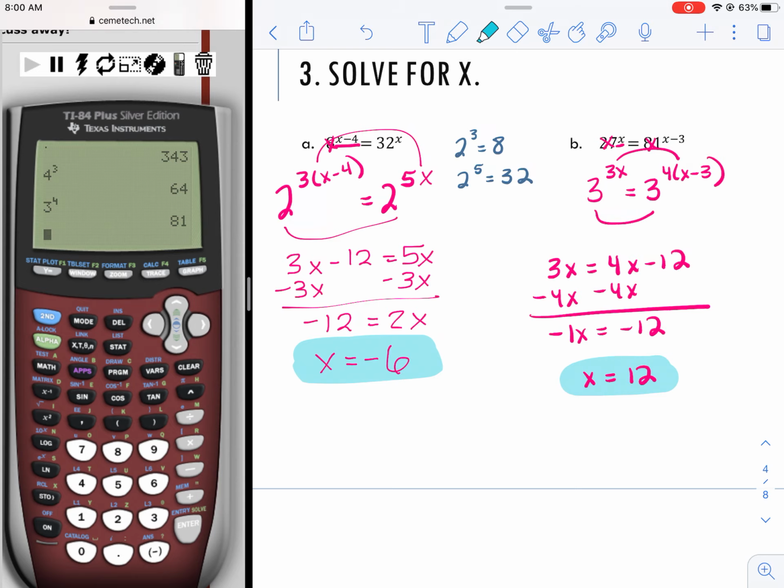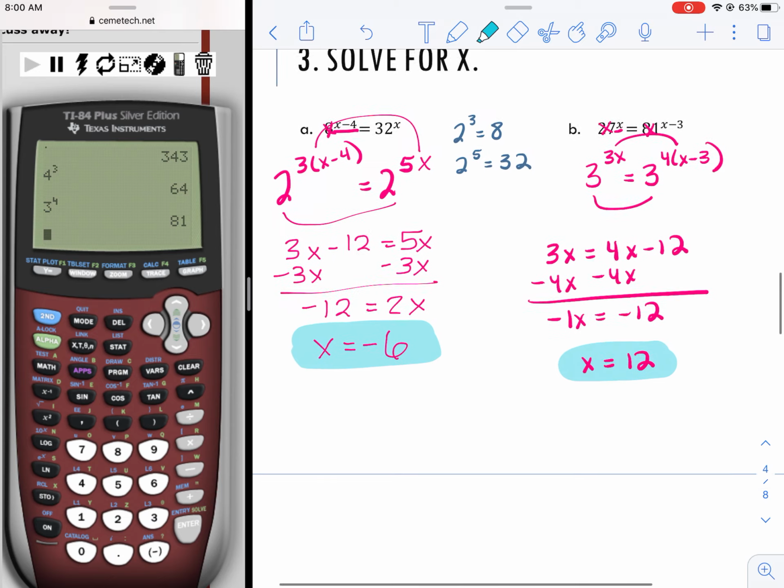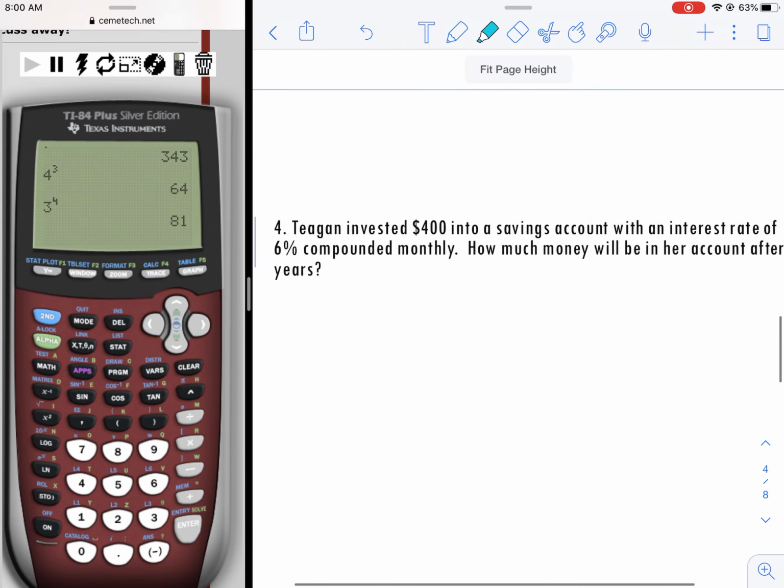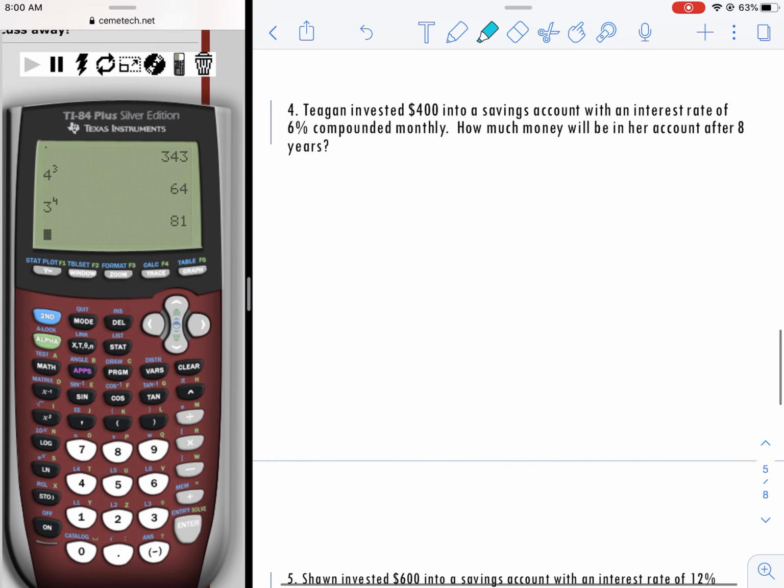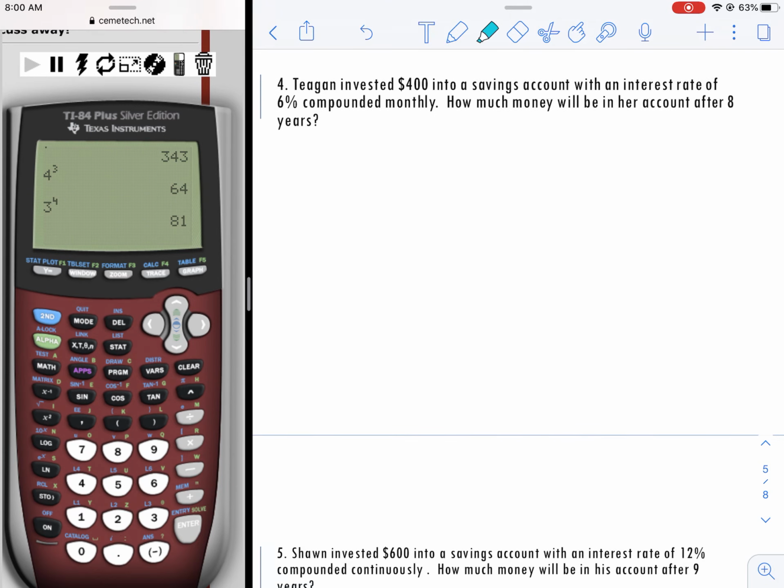Okay, so that's a quick recap of how to solve exponential equations. The next topic that I want to review is the compound and continuously compounded interest formulas. The first problem says Tegan invested $400 into a savings account with an interest rate of 6% compounded monthly. That's your key word right there. When you see the word compounded, if it says monthly, that's the compound interest formula. How much money will be in her account after 8 years?